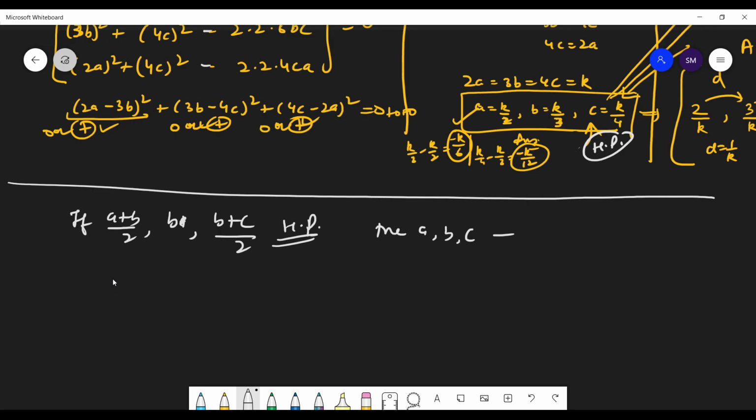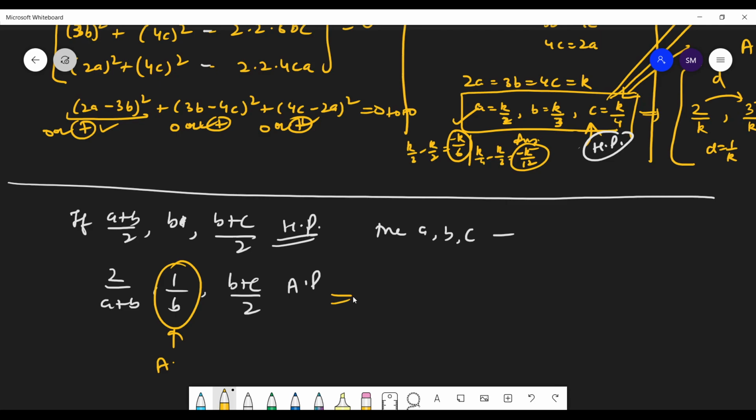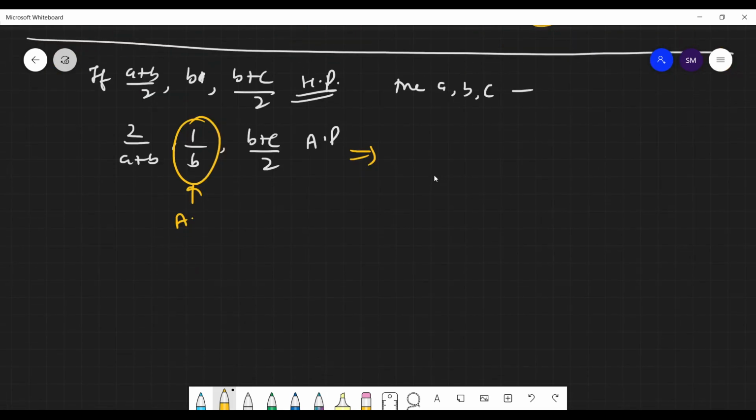So they are in HP, so let us change them in AP. So it means they are in AP, yes or no? So it means this is your arithmetic mean. So write it. So what do you get?